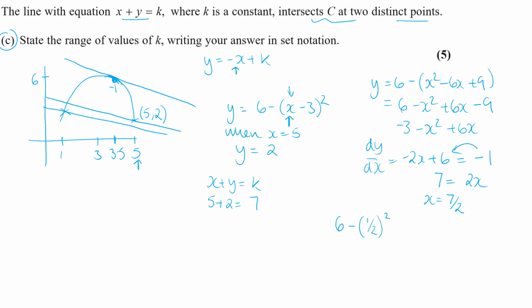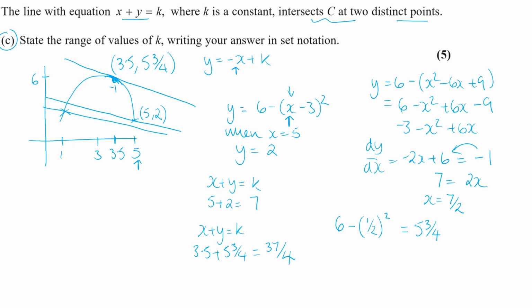So 6 minus a half squared is a quarter. 6 minus a quarter is 5 3/4. So that will be my y point. So I'll have 3.5, 5 3/4. So this will be the line where x plus y is equal to k. 3.5 plus 5 3/4 is 37 over 4.